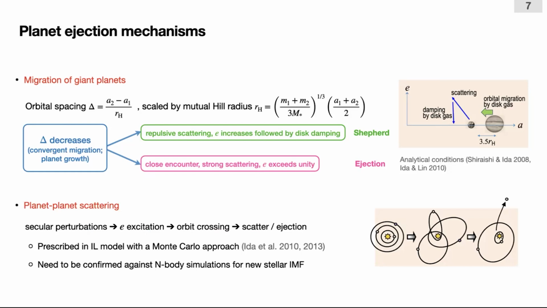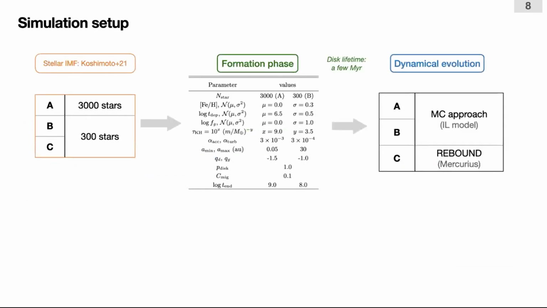So these processes are prescribed in the Eden-Lin model with a Monte Carlo calculation, and the prescriptions are calibrated with a large number of n-body simulations. But since we're considering a new stellar initial mass function here, we'd like to also confirm with n-body simulation that the prescriptions are good. So this is our simulation setup.